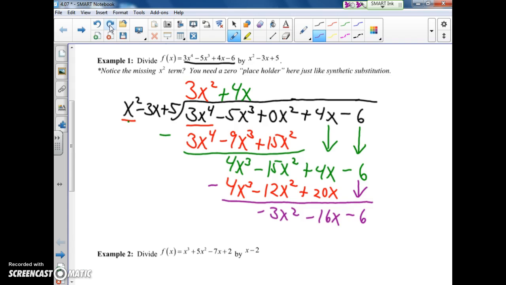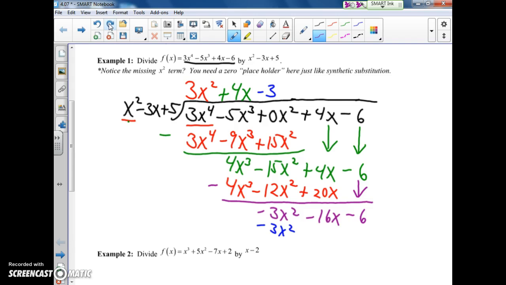So x squared times 1 is x squared, and the quotient term is negative 3. What do you do next? Multiply. So negative 3 times x squared is negative 3x squared. That's supposed to always happen. It has to equal each other.